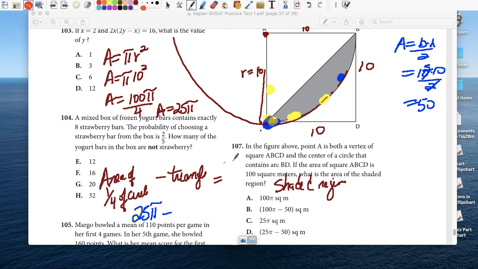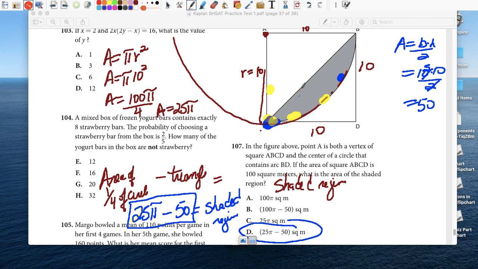So the area of the circle, 25 pi, minus the area of this triangle, which is 50, equals our shaded region. Unfortunately, I cannot subtract these two, so this is my final answer. Do we have something like that? Yes, we do. Letter D. I like this question.